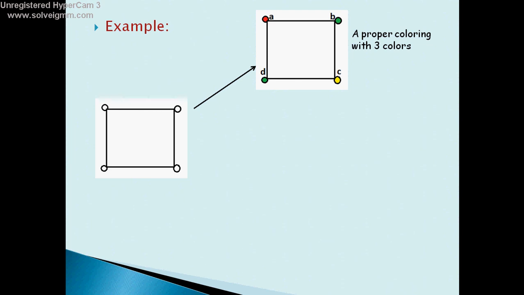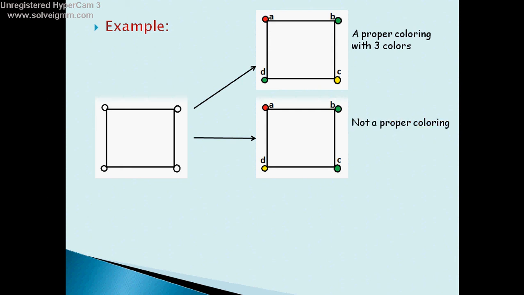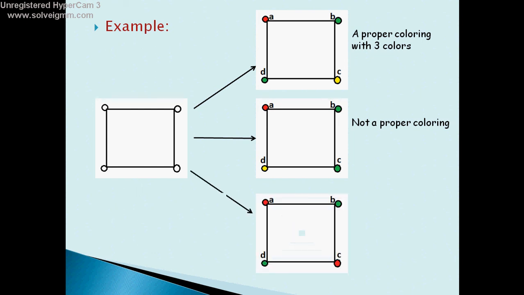If instead we color the vertices like this, we can see that it's not an example of proper vertex coloring because we do have a pair of adjacent vertices which are assigned the same color. But you may notice the proper coloring that I gave used 3 colors, but I can do this with only 2 colors. We color them like this. Now we can see that this is also a proper vertex coloring and we used only 2 colors.